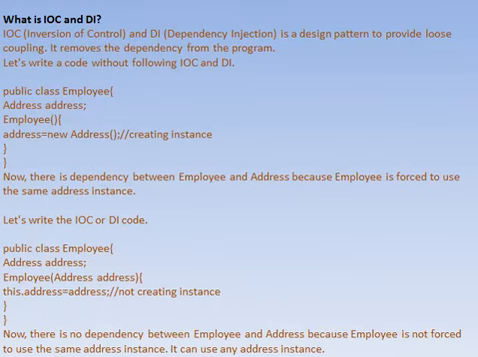Let's write the IOC or DI code. Public class Employee. Address address. this.address equals address; not creating instance. Now, there is no dependency between Employee and Address because Employee is not forced to use the same address instance. It can use any address instance.